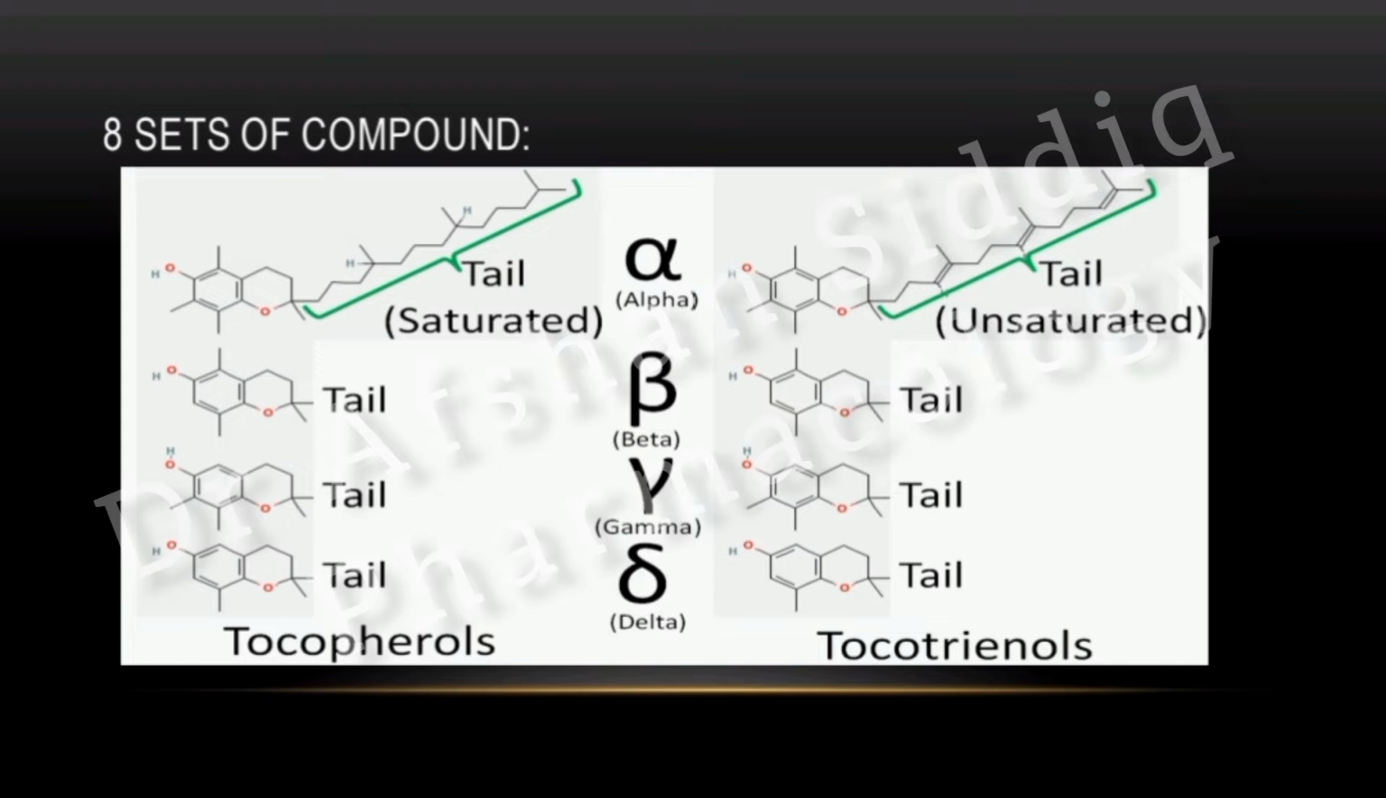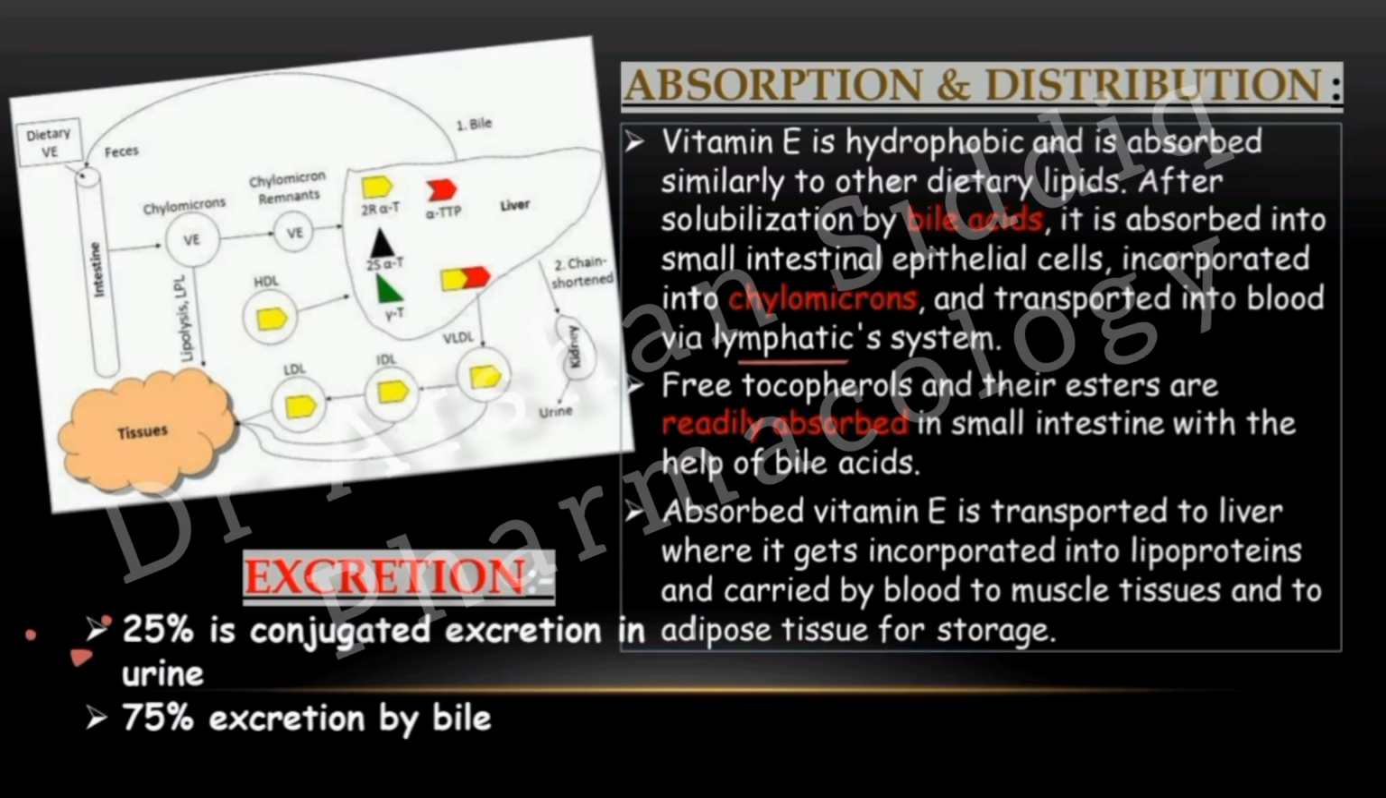Now come to absorption and distribution, which we have discussed with almost all the previous vitamins which are fat soluble. All of you now know that bile salts are required for the absorption of fat soluble contents and fat soluble vitamins too. So vitamin E, which is hydrophobic in nature, is absorbed similarly to other dietary lipids with the help of bile acid from the small intestine.